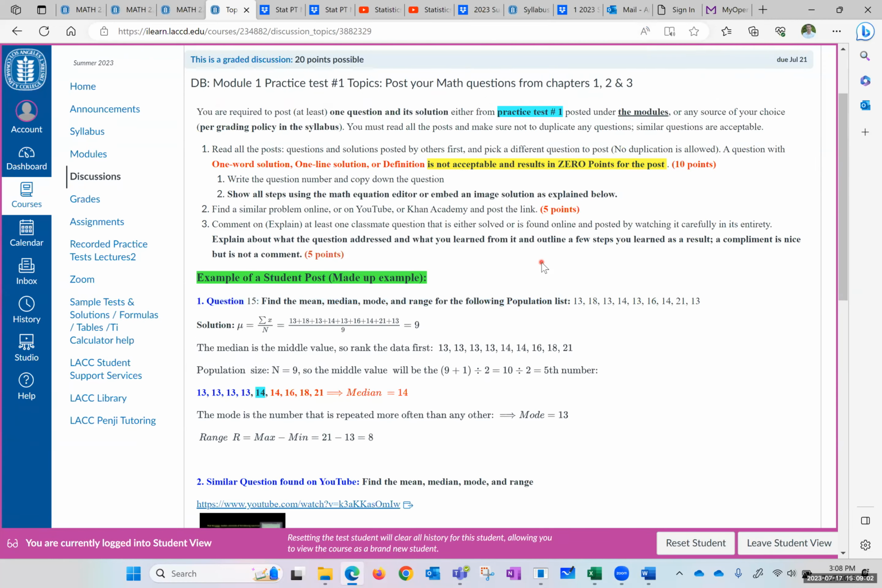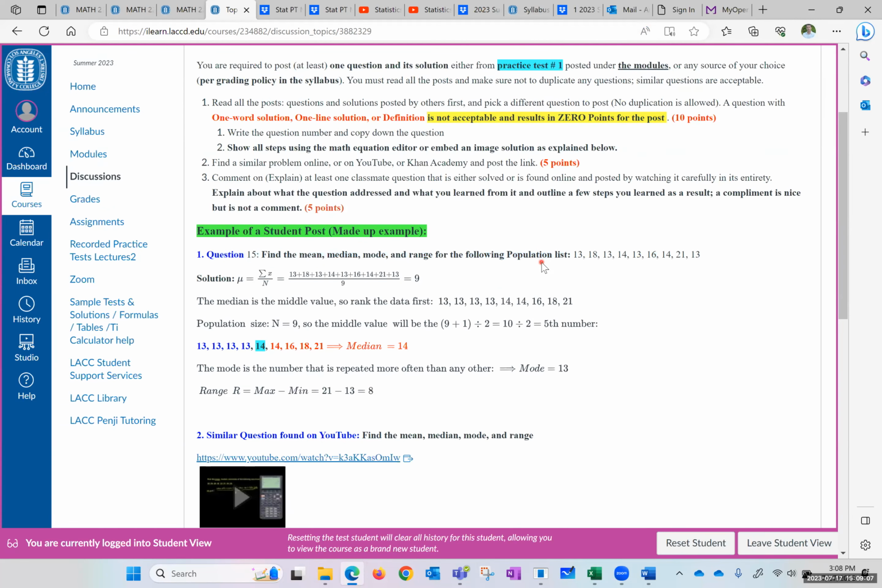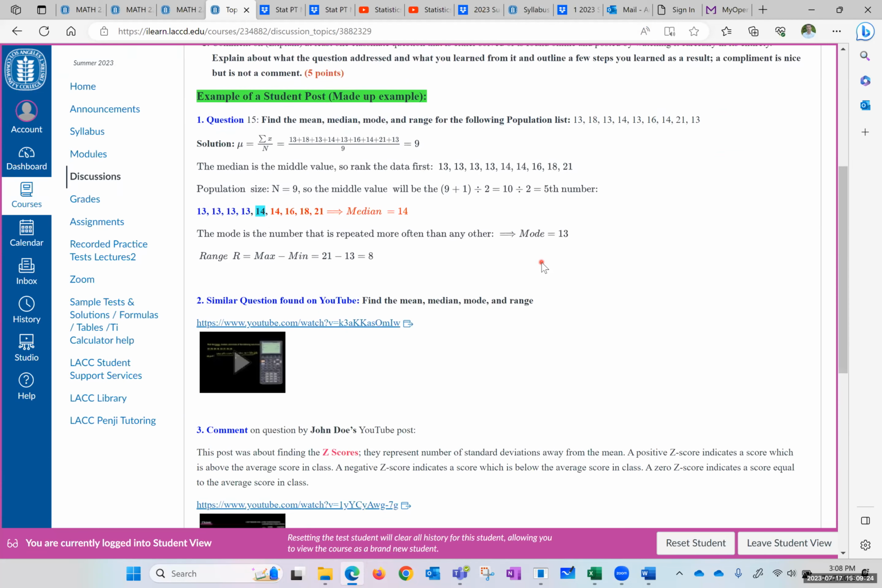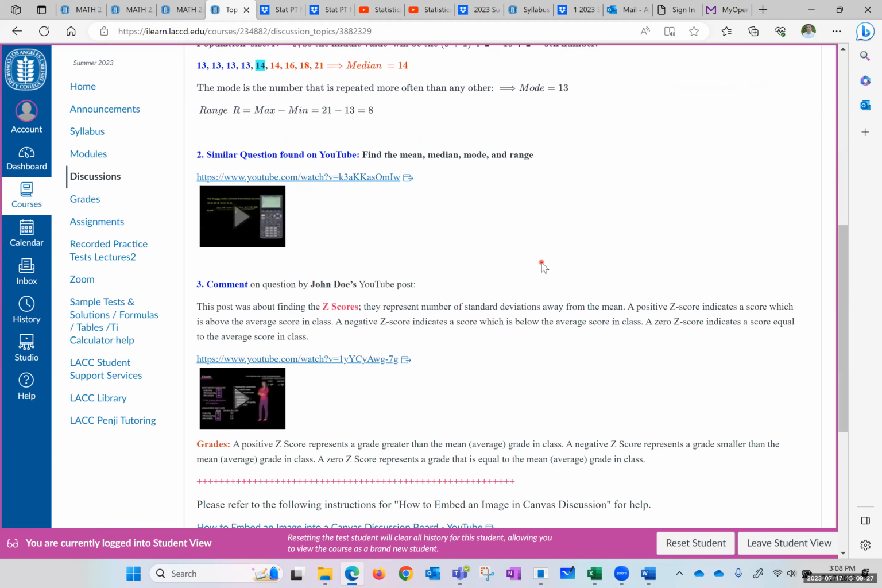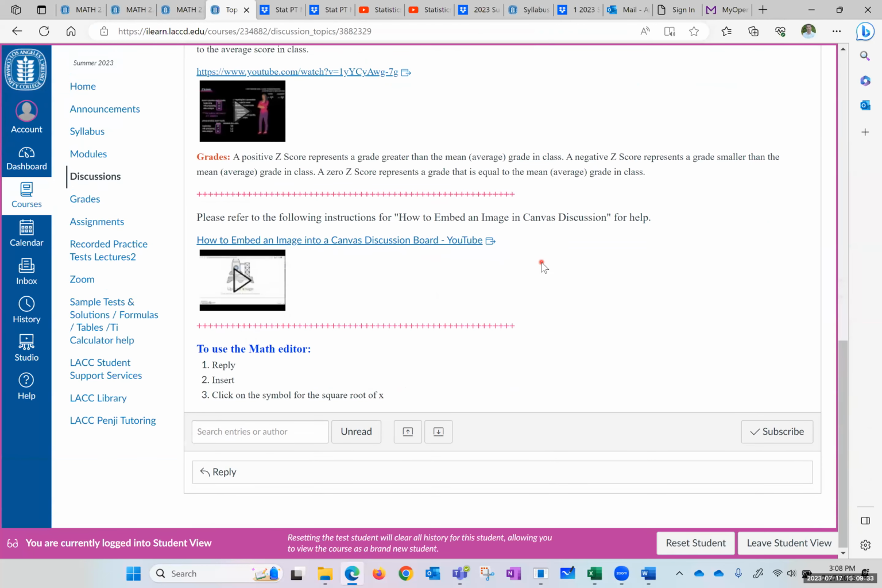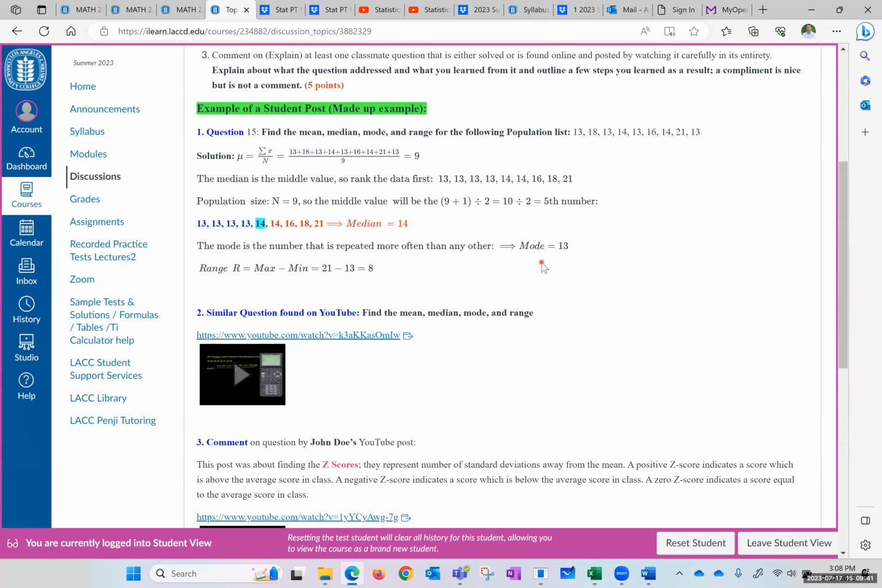Well, I think it explains then what you need to do. And then I have a simple example. As you can see, you have to write the question and then you have to solve it using proper formula. This is a math course with proper formula. So I have done that. Here's an example, as I mentioned. Then a similar question. Then I have a comment. And of course, at the end, I'm showing you how to use the math editor. You have a choice of using the math editor or just embed an image.